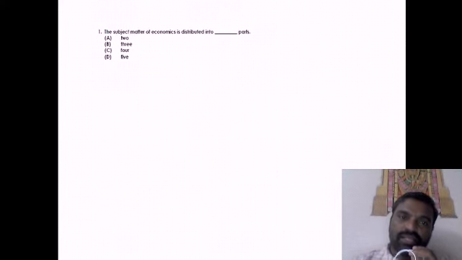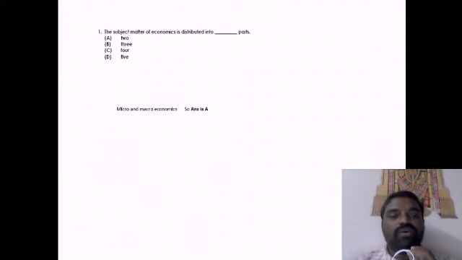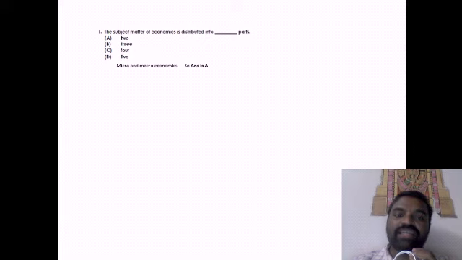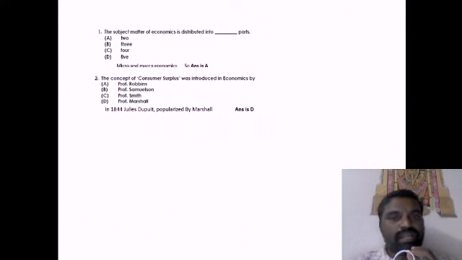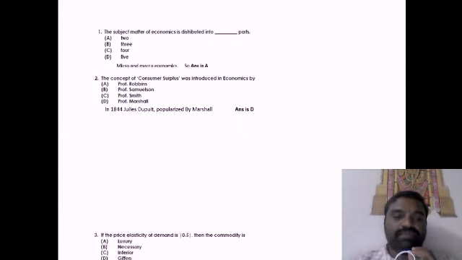First question: the subject matter of economics is distributed into two parts, micro and macroeconomics. Micro is individual, whereas macro is economics as a whole. And the second one is the concept of consumer surplus. Initially it was introduced by Julius Dupuit in 1844, later popularized by Alfred Marshall. So here the answer is D.